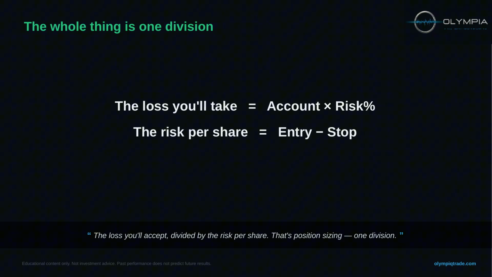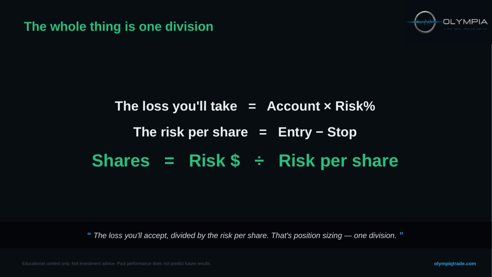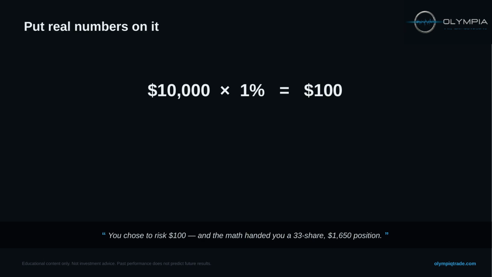Next is the risk per share, and that equals your entry minus your stop. We talked about that a moment ago. Now you take the two things you just calculated, the loss you'll take, or your risk in dollars, and divide it by the risk per share, which was the second calculation, and it will give you how many shares you want in any position.